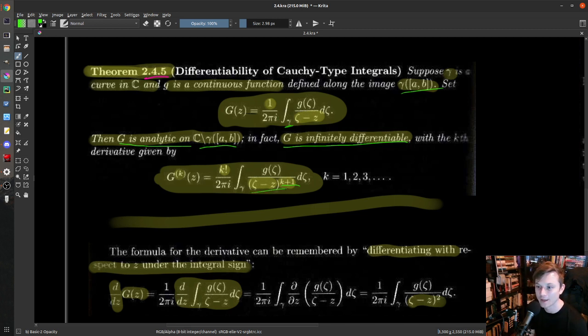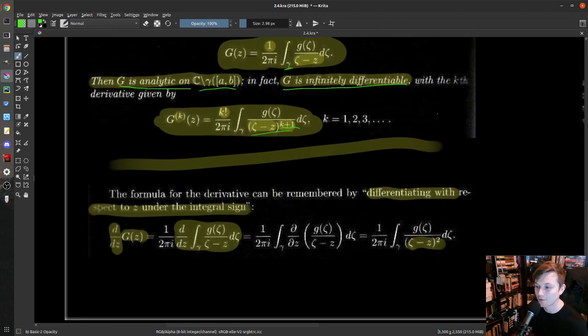Since this is in the denominator, when you add 1, you're really decreasing by 1, right? This is zeta minus z to the negative quantity k plus 1. So you can still think of that as sort of like we're decreasing a power by 1, in a certain sense. We're adding 1 to something in the denominator of a fraction. So this is sort of like a power rule in a certain way, which is kind of neat. That's a useful feature of analytic functions, or of integrals of Cauchy type.